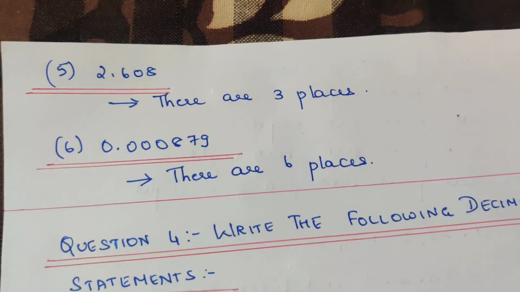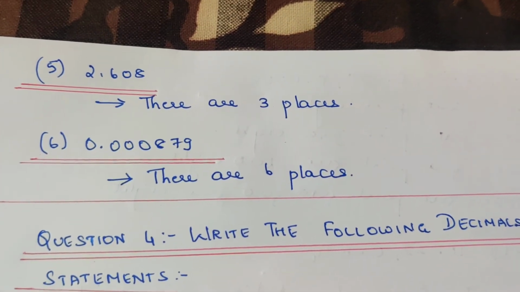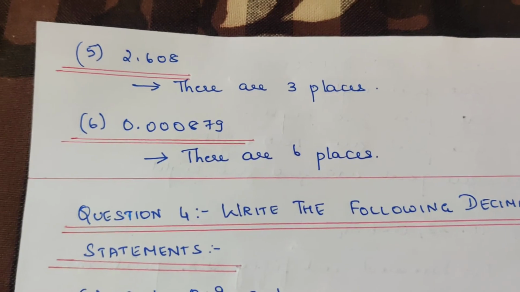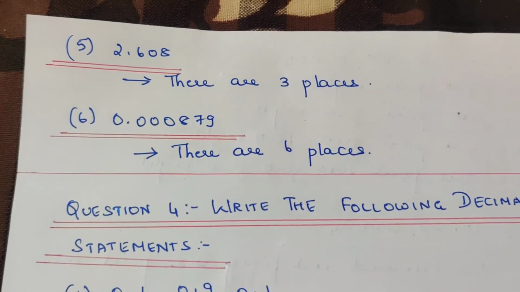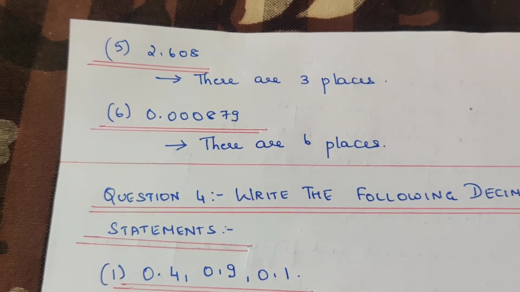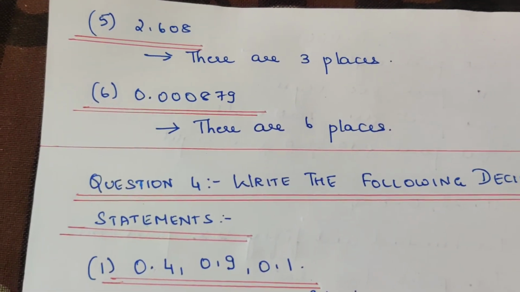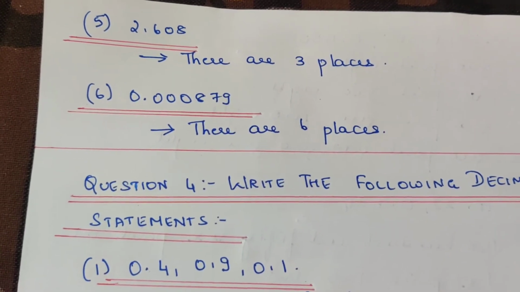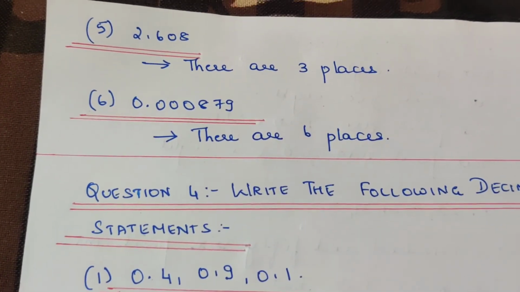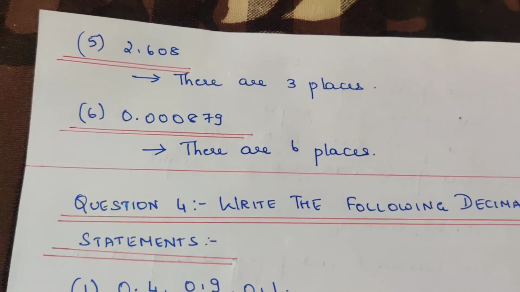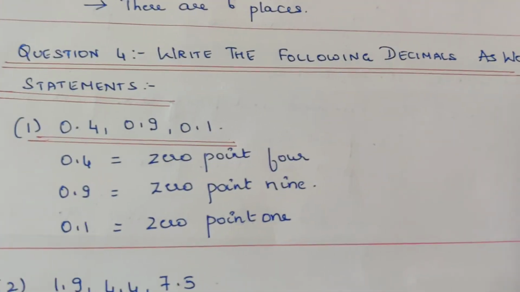Next, 2.608. After the decimal point, how many places are there? There are 3 digits. So it is 3 places. 0.000879. How many digits are there after the point? There are 6 digits. Therefore, there are 6 places. It is simple.